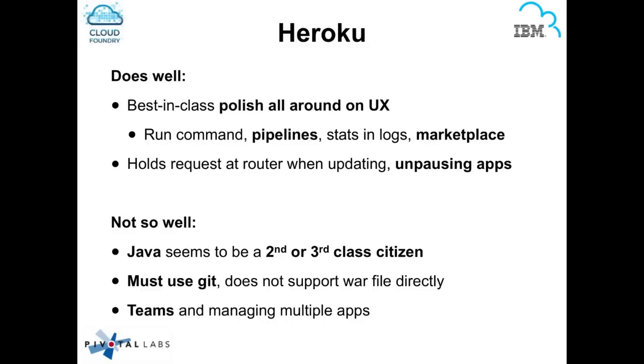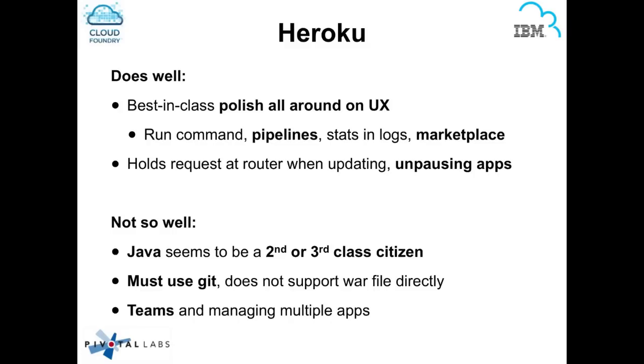So when you update your application, you restart it, you're going to have a brief amount of downtime typically if you're going to kill your application. And they know that your application's restarting, and they'll hold inbound requests at the router waiting for your app to come back up again. It's a really nice user feature that you get for free on their platform. And they do things like unpausing your app for you and hold the request at the router.